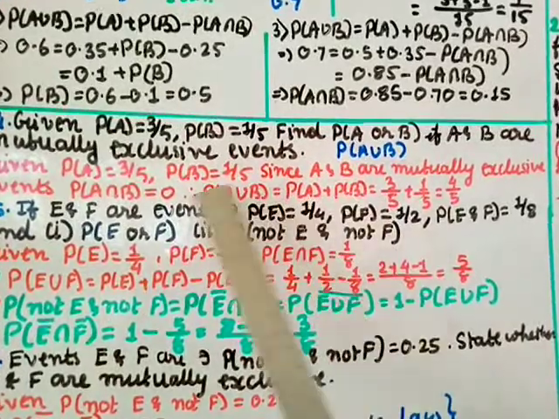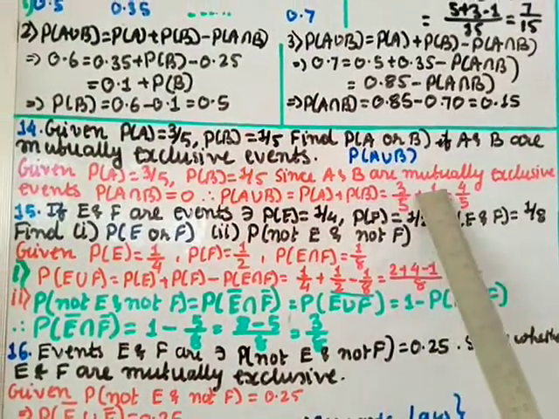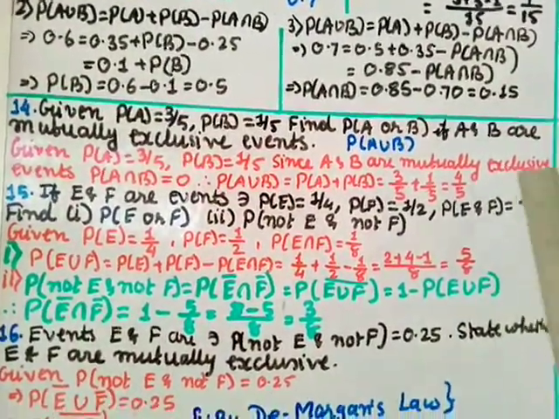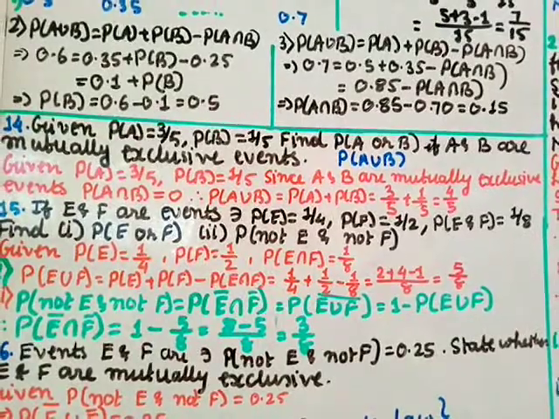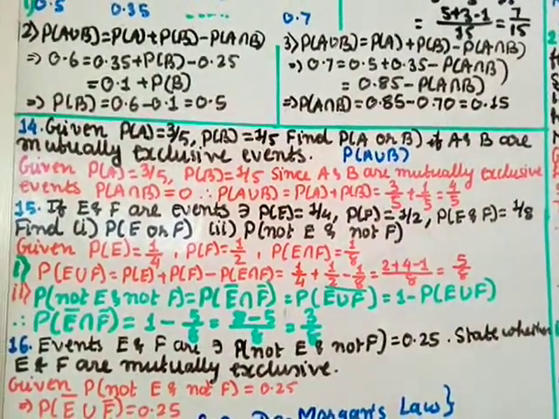Equal to P of A is 3 by 5 plus P of B is 1 by 5. Here denominator is same, so just add the numerator. So 3 plus 1 is 4 by 5. So that is the P of A union B value. Because he has asked us P of A or B, that is what we have found.